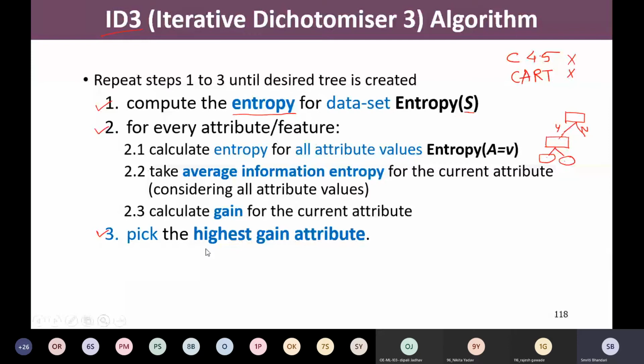What is meant by entropy here? I'm going to demonstrate it. Please listen. Let us go through the algorithm and then I'm going to explain everything. So we are going to compute the entropy for the given training data set, where S is the data set. We have a mathematical formula to compute this entropy, which I'm going to explain a bit later. But this is the first step, computation of entropy for data set S.